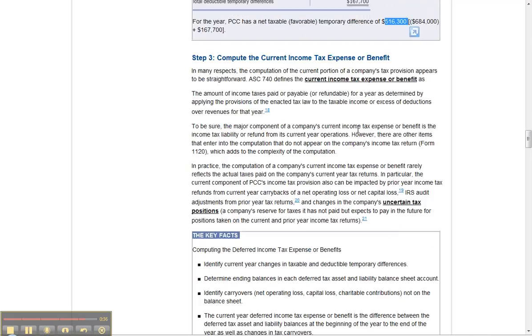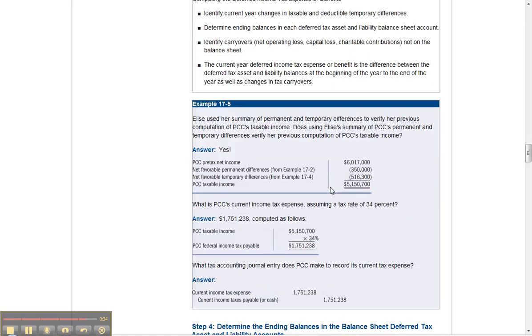So to calculate our current expense or benefit, we will take our pre-tax book income and we subtract these favorable permanent and temporary differences to get taxable income, multiply by tax rate, and get our federal income tax payable. And then we book the journal entry to record that expense. Debit the expense, credit payable, because it's an expense. It's not a benefit. We're going to pay tax this year.